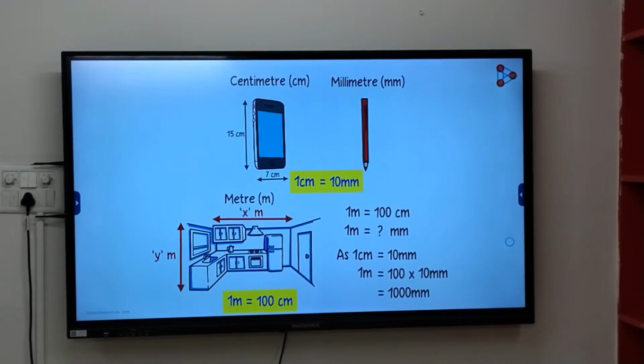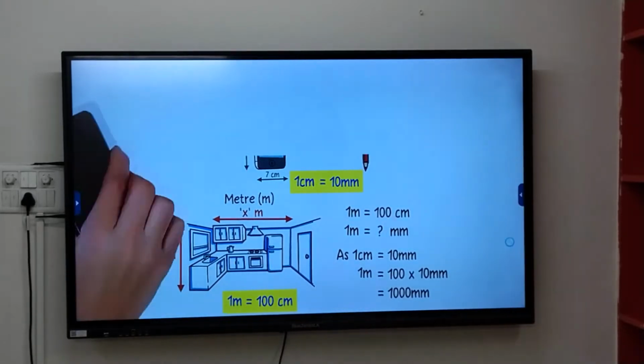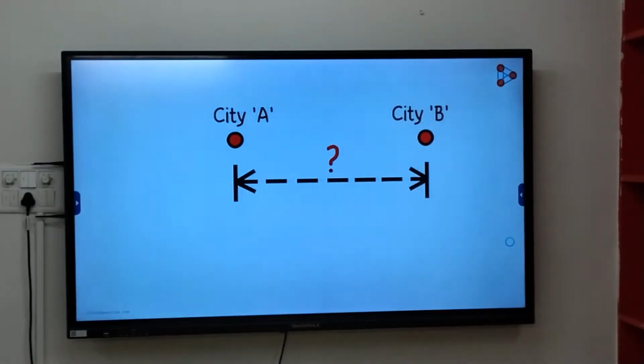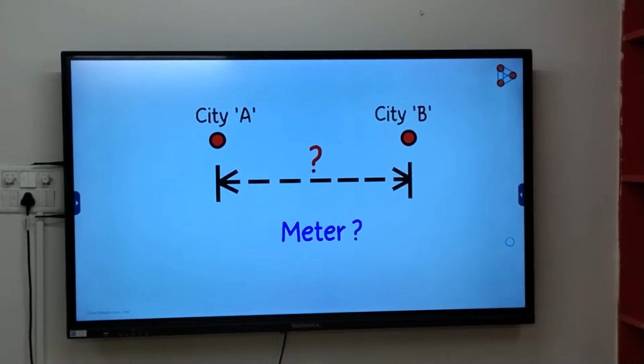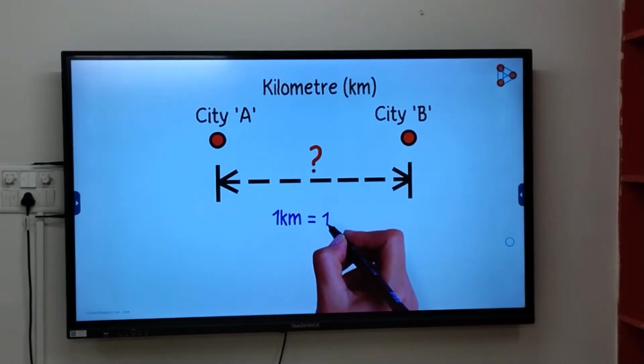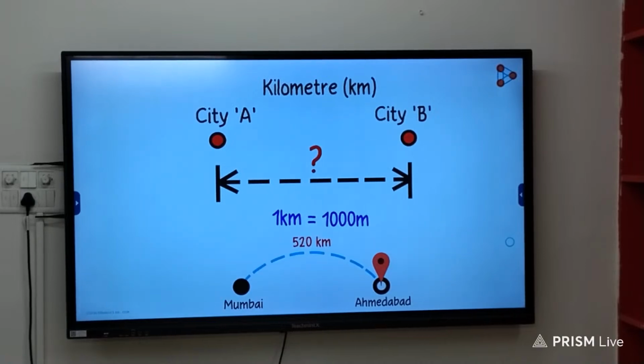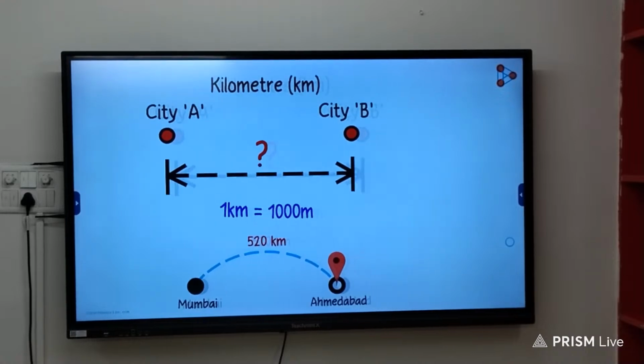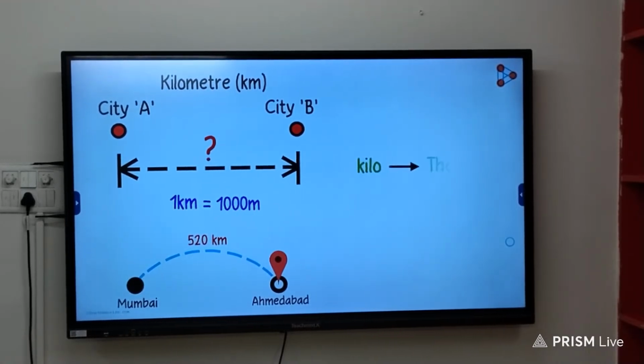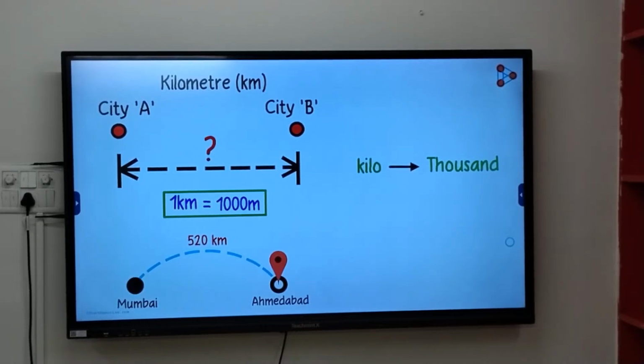So is meter the largest unit of measuring length? What if we want to measure the distance between two cities? Meter as a length would be too tiny. Hence we also have something called the kilometer. 1 kilometer is equal to 1000 meters. The distance between Mumbai and Ahmedabad is around 520 kilometers. Remember, kilo means 1000 of something. Hence, a kilometer is 1000 meters.